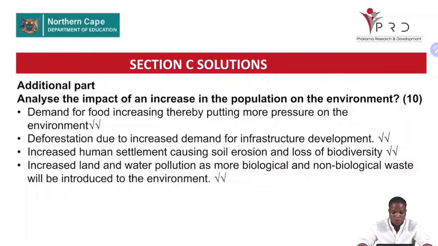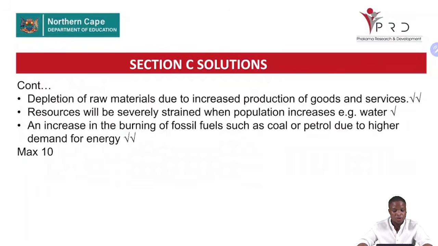Increased land and water pollution as more biological and non-biological waste will be introduced to the environment. Right, as we continue with the additional part, depletion of raw material due to increased production of goods and services. We may deplete our raw material. Resources such as water will be severely strained when population increases. An increase in the burning of fossil fuels such as coal and petrol due to high demand for energy. If you have answered anything relevant to an increase in population and the environment, you may mark yourself, and the maximum will be 10 marks.